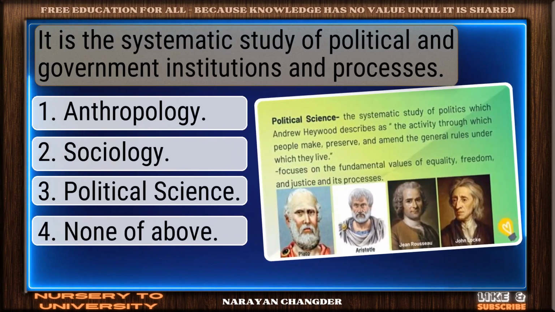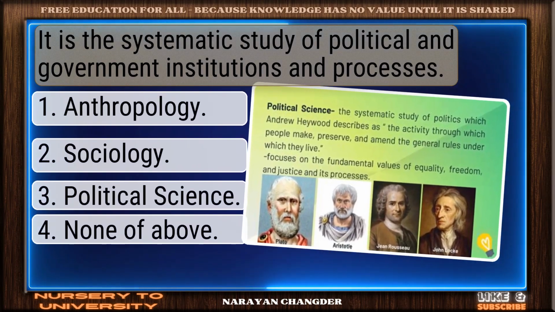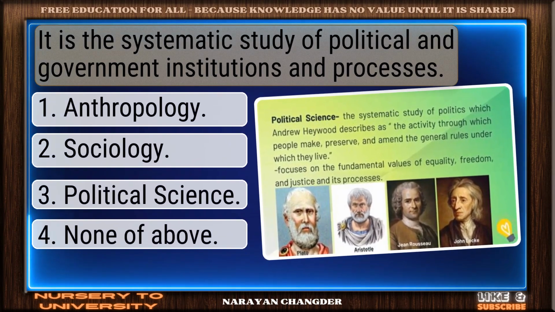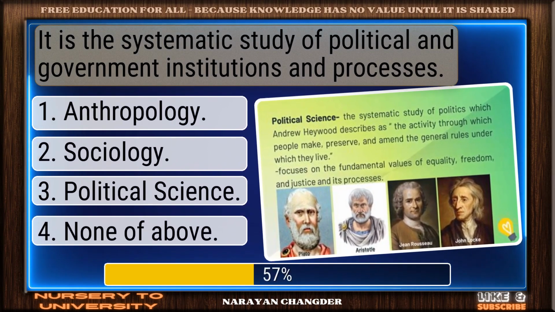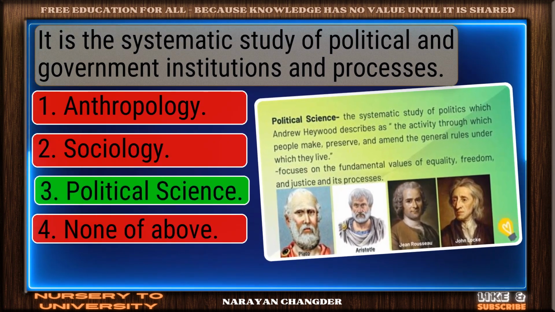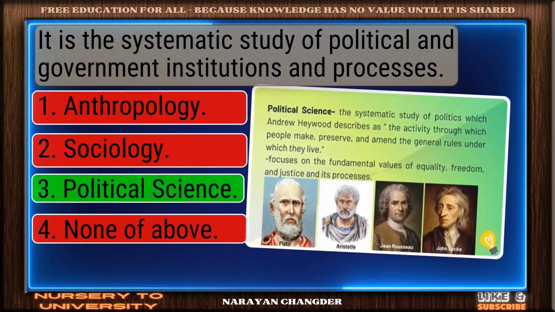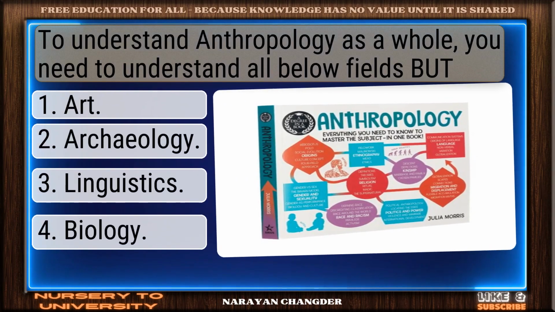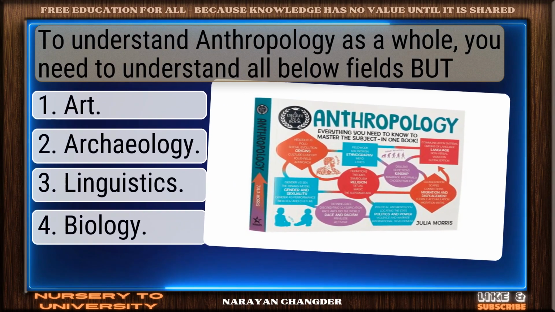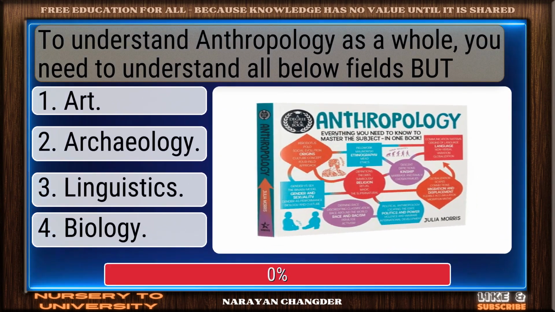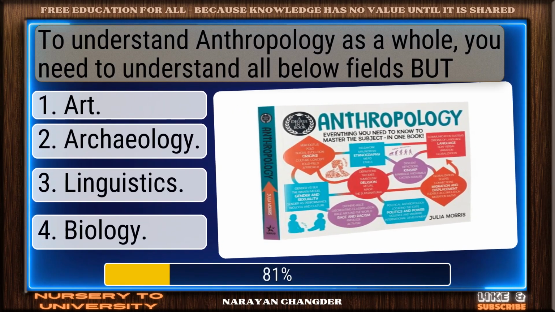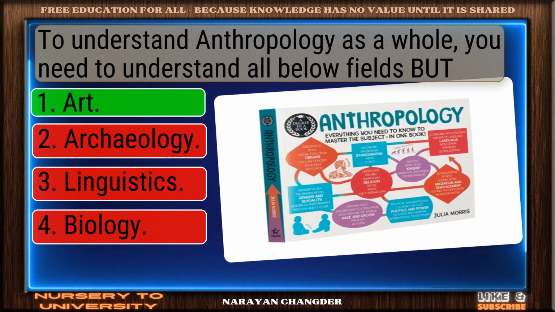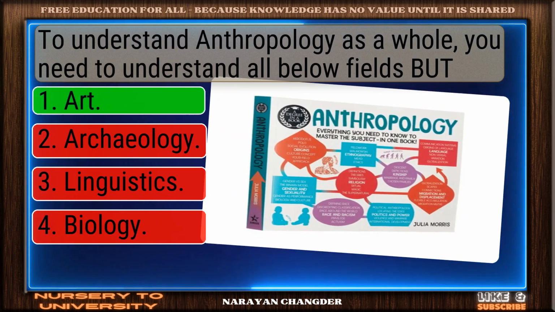It is the systematic study of political and government institutions and processes. Right choice. Political science is the best answer. To understand anthropology as a whole, you need to understand all below fields but. Well picked. Art is the correct answer.